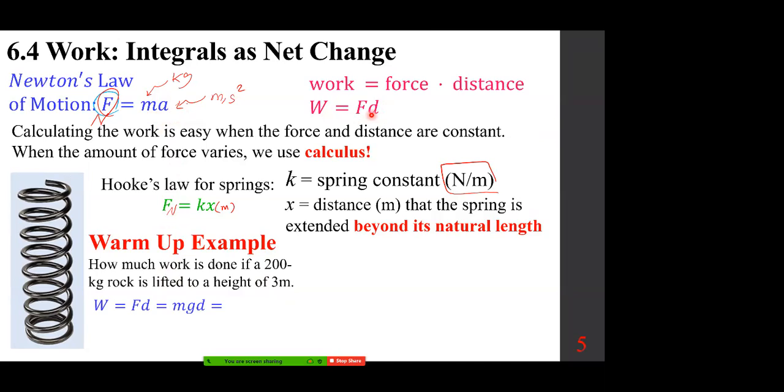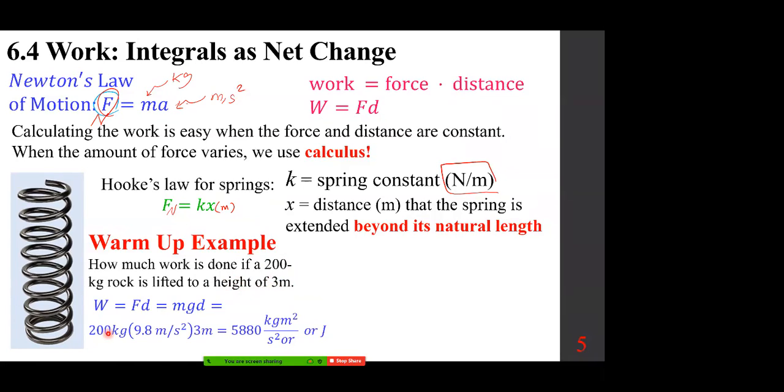Class, one more time. W is F times D. Instead of F, we use MA. Because you're dealing with the weight, A is the same as G, remember that. G is the acceleration due to the gravitational force. Just plug in. M is 200. G is 9.8 meter per square second, roughly, and the height is given, 3 meters.